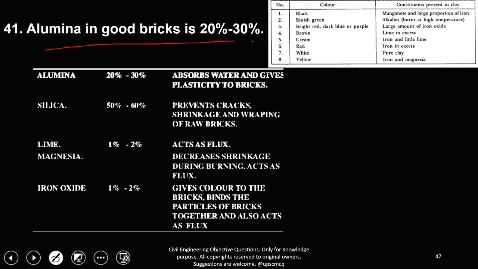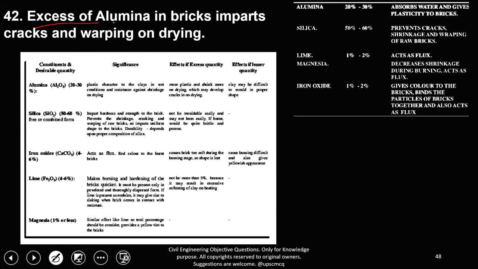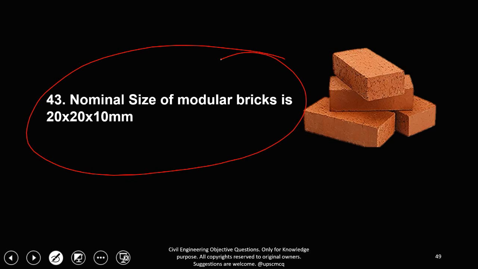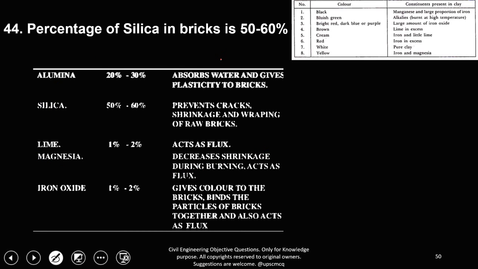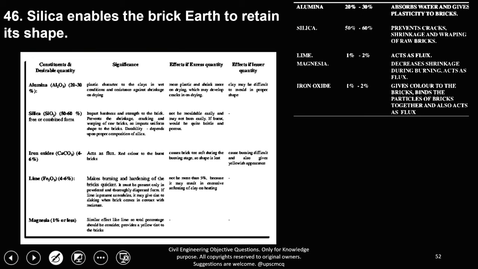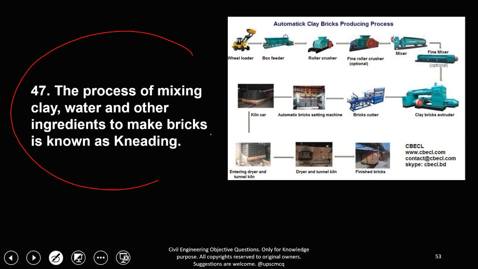Now, alumina in good bricks is about 20 to 30%. What does excess of alumina impart? It imparts cracks and warping. The nominal size of modular bricks is 20 by 20 by 10. The percentage of silica in bricks is 50 to 60%. Excess of silica in brick earth results in loss of cohesion. Silica enables the brick earth to retain its shape, and the process of mixing clay, water, and other ingredients to make bricks is known as kneading.